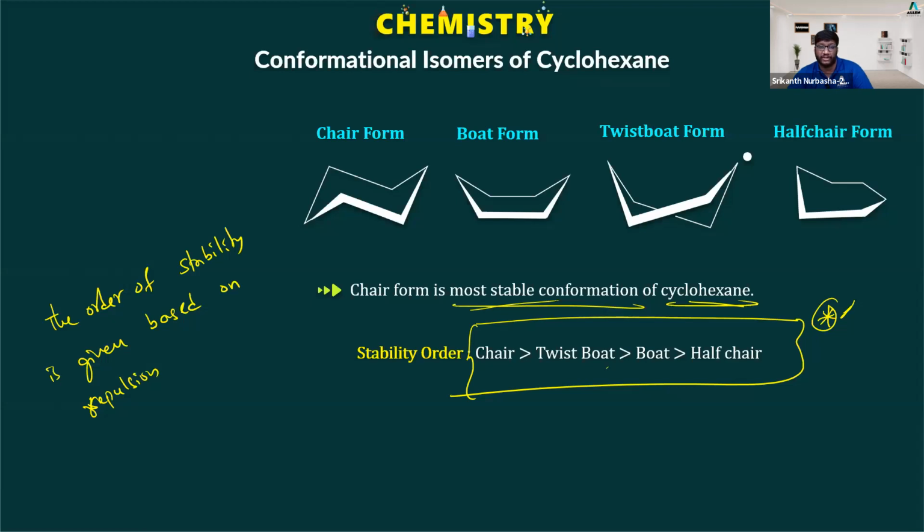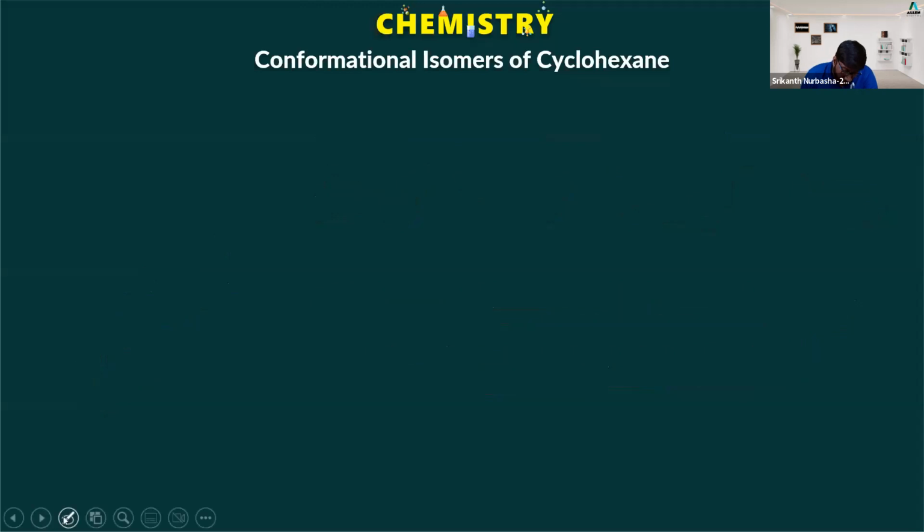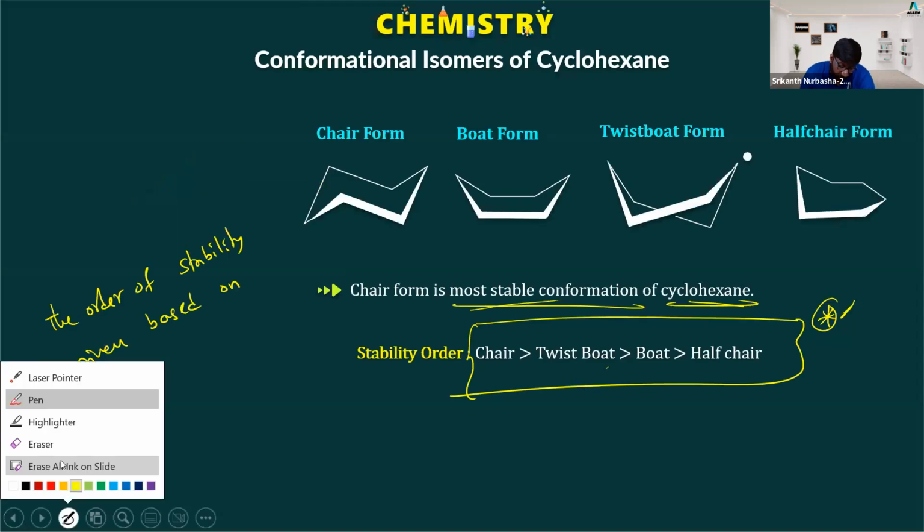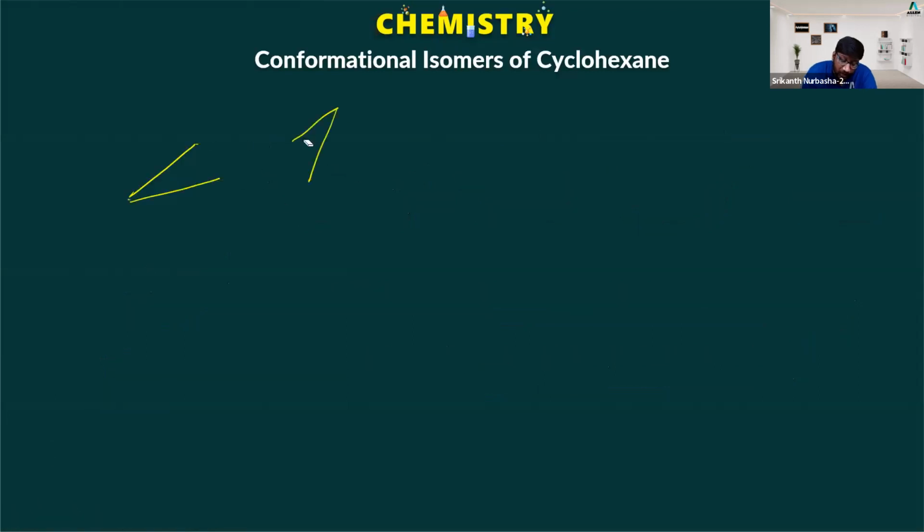By drawing the formats, if you try to look at the chair form, students, the chair form will have this type of configuration. Yes or no? Exactly, understanding means this will be the position. So these three hydrogens, if I give numbering 1, 2, 3, 4, 5, 6, on the first hydrogen we can have axial and equatorial. The hydrogens you can name as axial hydrogens and equatorial hydrogens.